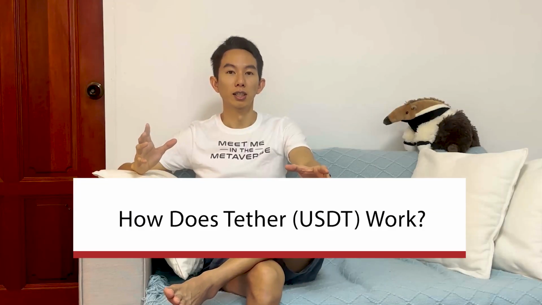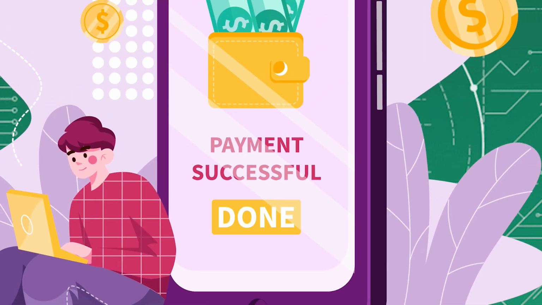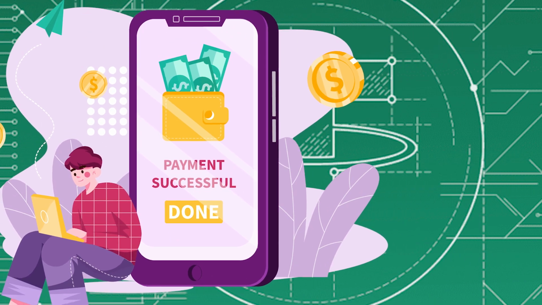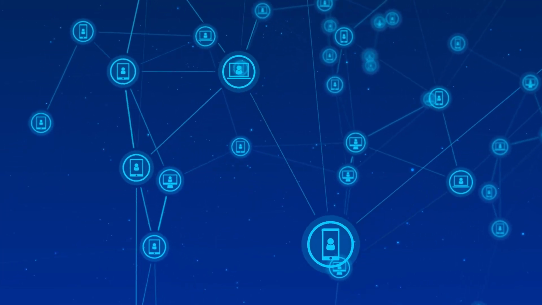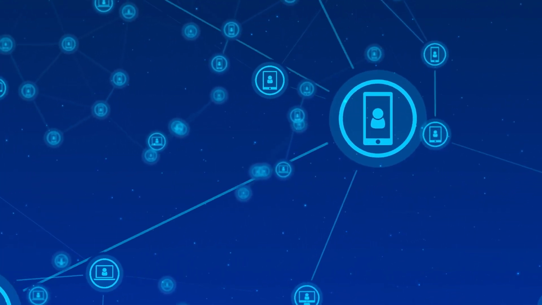How does Tether work? Tether works the same way as other cryptocurrencies. You can transfer your Tether coins to another person or use them to purchase goods or services. You can also store your USDT in a digital wallet, which is similar to a bank account. As with other cryptocurrencies, all transactions are recorded on the blockchain and cannot be counterfeited.